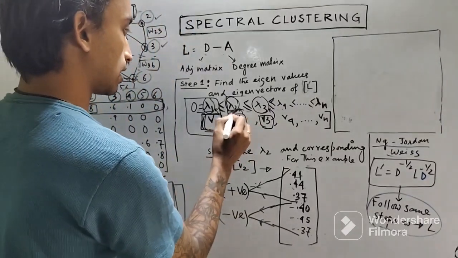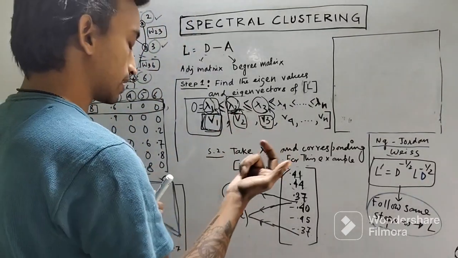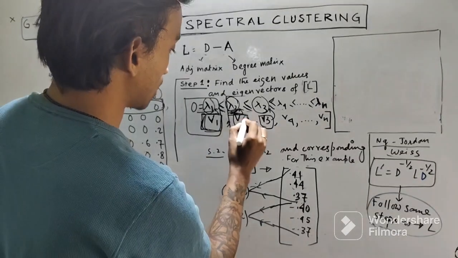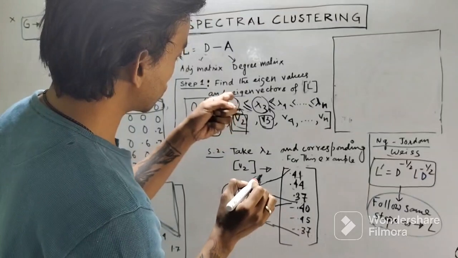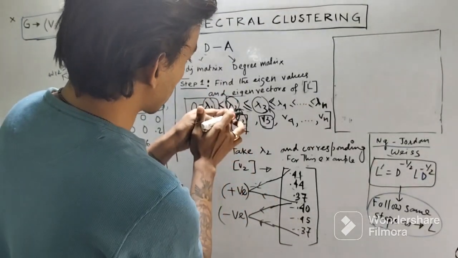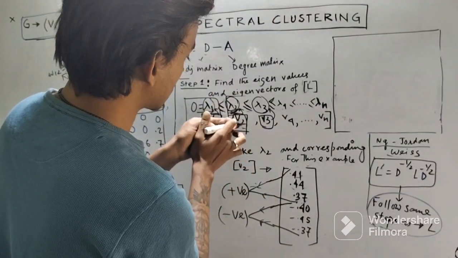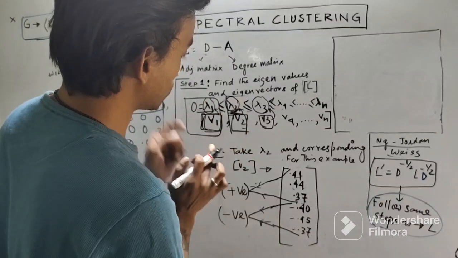So let's take lambda 2 as the second lowest eigenvalue. According to that, you have to take this v2. v2 is connected to this lambda 2. Corresponding v2 is the eigenvector of this eigenvalue. You just have to take it.